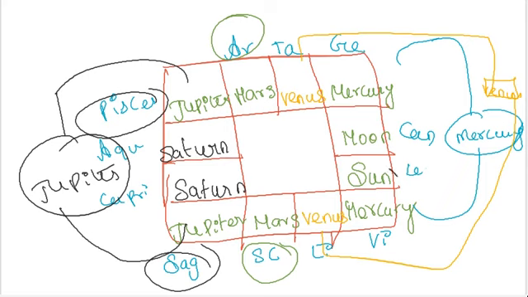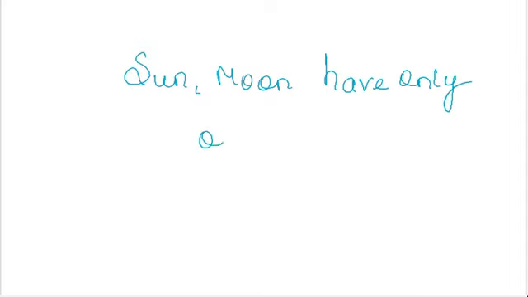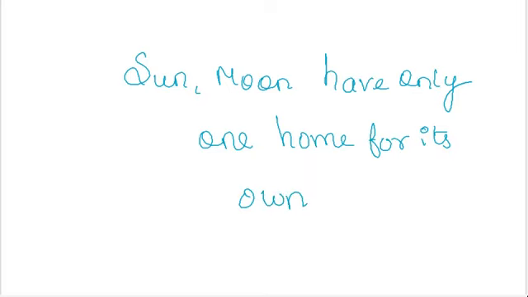So just see, Sun is having only one home and Moon is also having only one home, and the remaining planets have two homes. See, Mercury 1, 2, Venus 1, 2, Mars 1, 2, Jupiter 1, 2, Saturn 1, 2. So we can define that Sun and Moon have only one home for its own. Yes, Sun and Moon have only one home for its own.